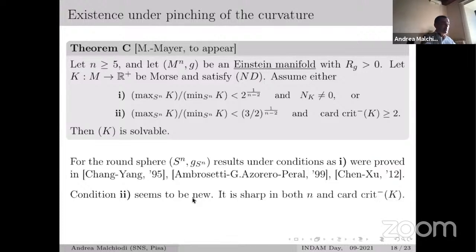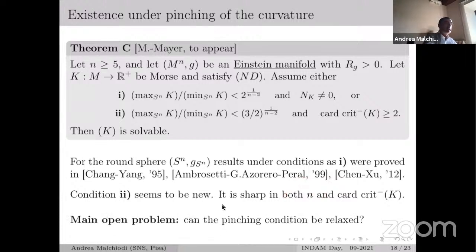It is sharp both in the dimension and in the structure of the critical points of the function k. If I have time, maybe I will spend a word about the dimension n. The main open problem is to try to relax these pinching conditions. In dimension 3, there was no pinching condition at all, but we need to assume it in dimension greater or equal to 5.